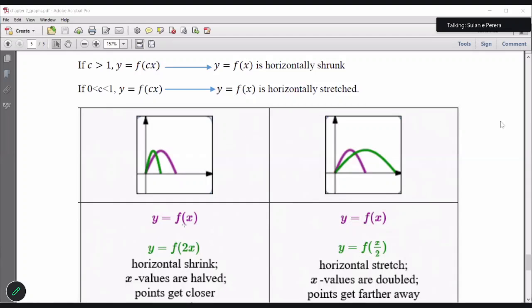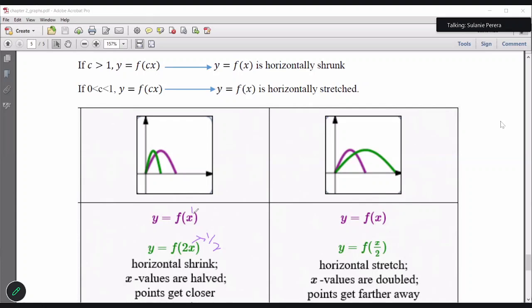That is for vertical, but for horizontal stretching, if you have y equals f(x) and y equals f(2x), it is a horizontal shrink. Here the x values have halved. Why? Because the y value will remain the same. Now, if you plug in 1 here to get a y value, here you don't plug in 1, you have to plug in 1/2. 1/2 times 2 will be 1. We want the same y value, so for that we plug in x equals 1.